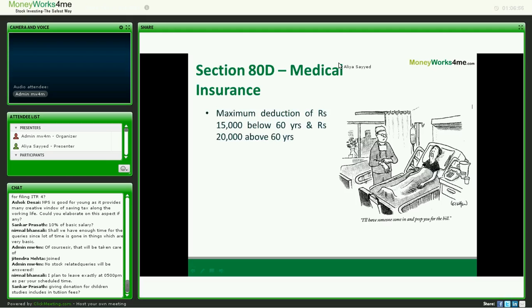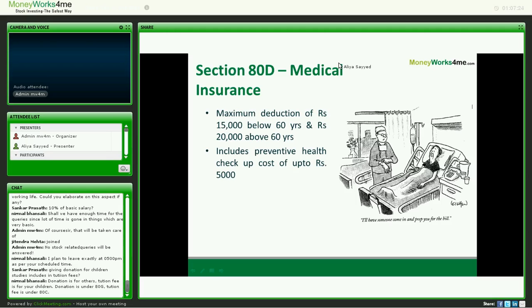So under medical insurance, the maximum deduction available to individuals is up to 15,000 below 60 years of age. So if you're below 60 years, you can claim a deduction of up to a maximum of 15,000. And if you're above 60 years of age, this deduction is increased to up to 20,000. Basically, senior citizens can claim up to 20,000. And your 15,000 deduction includes a preventive health checkup cost of up to 5,000. This is an additional thing introduced in budget 2013.